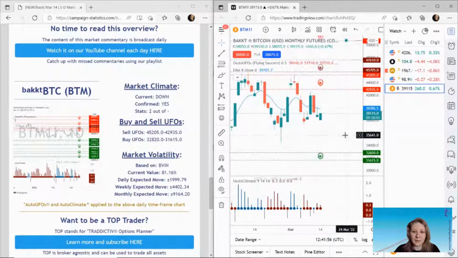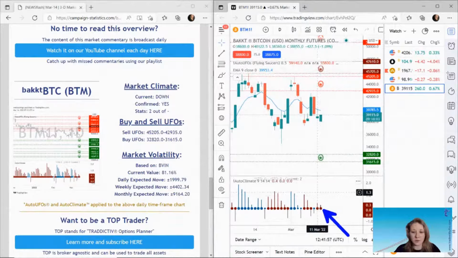Okay, so coming back to Bitcoin, we have a thick red dot probability downwards on Bitcoin. Now, we're kind of in the middle of nowhere here, and the price is here. We have sellers all the way up here at 45,205 to 42,935, and we have buyers down here at 32,820 to 31,615. Now, it's unlikely that we hit either one of those today, in which case the probability is coming to the downside from the climate.